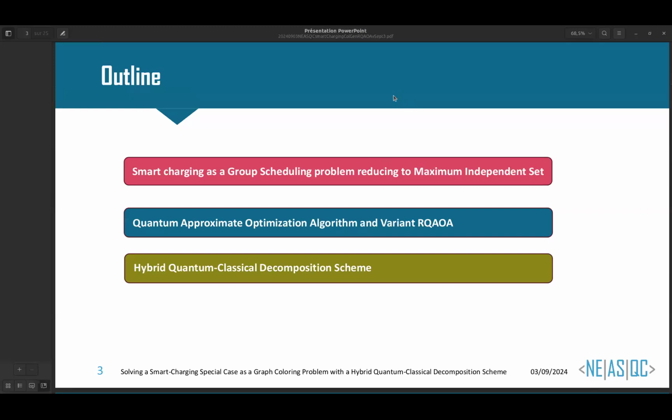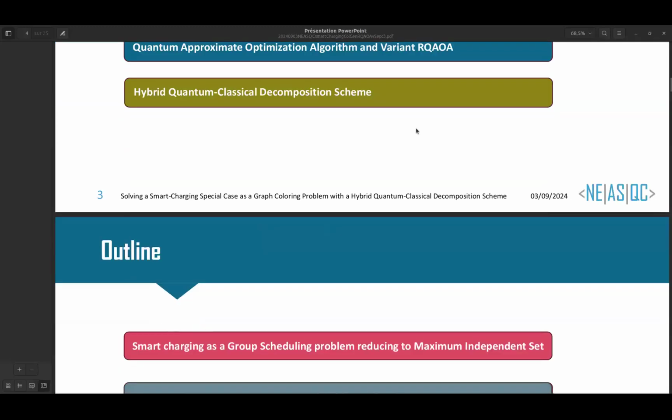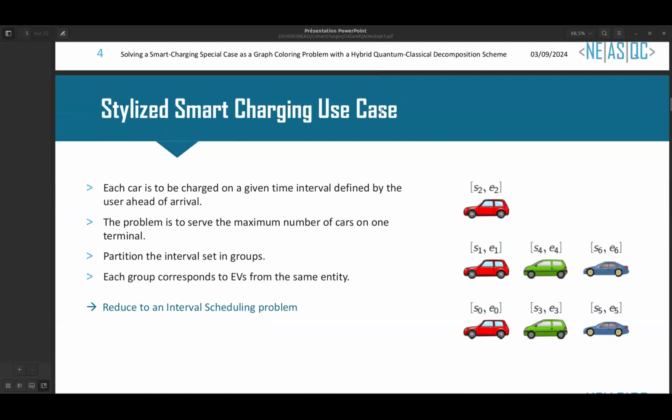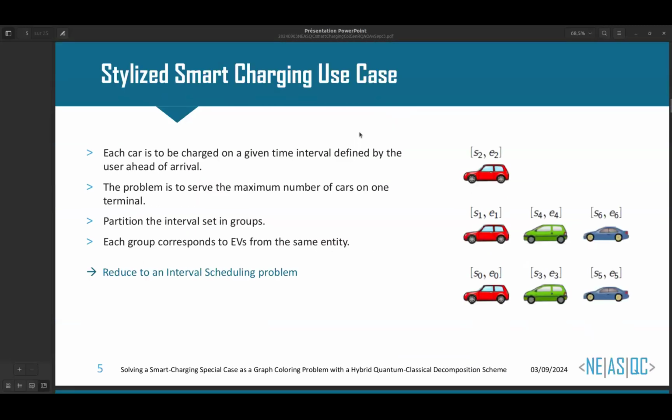And then we will expand to include it in a hybrid quantum classical decomposition scheme, and I will go into more detail on this aspect. So first, I'll go for the smart charging presentation. The problem is that each car needs to be charged at a given time interval defined by a user ahead of time. So it's the interval which is given.